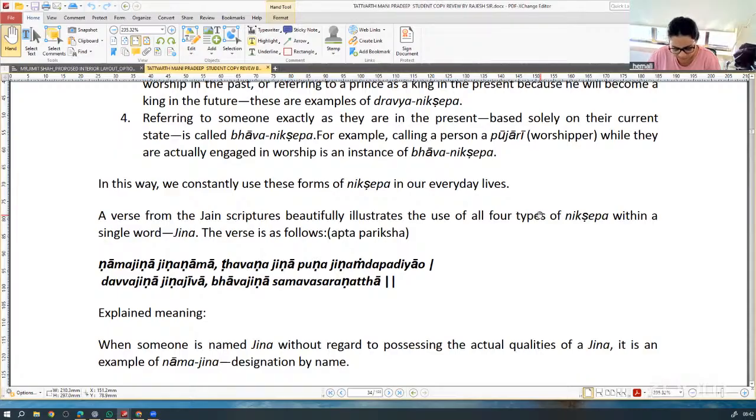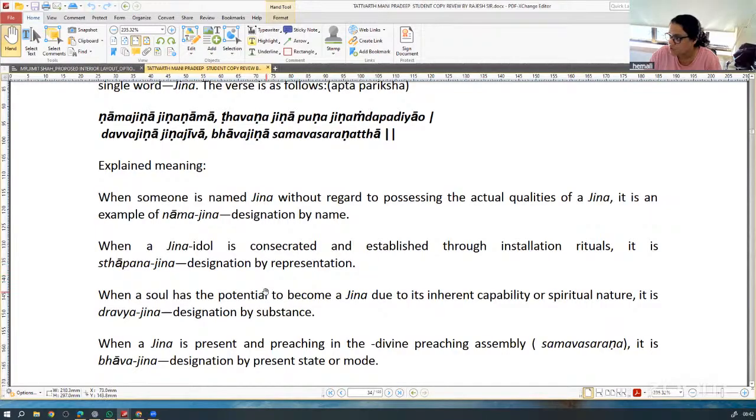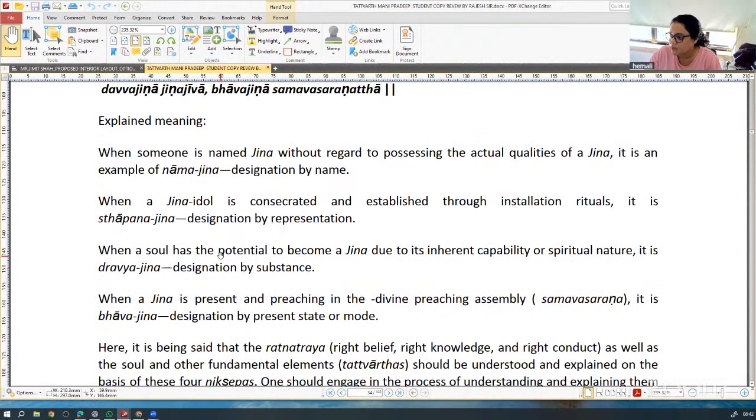Samava Saranatha. Explaining the meaning: when someone is named Jina without regard to possessing the actual qualities of a Jina, it is an example of Nama Jina, designated by name. When a Jina idol is consecrated and established through installation rituals, it is Sthapna Jina, designation by representation. When a soul has the potential to become a Jina, due to its inherent capability or spiritual nature, it is Dravya Jina, designated by substance. When a Jina is present and preaching in the divine assembly, Samosaran, it is Bhava Jina, designated by present state or mode.